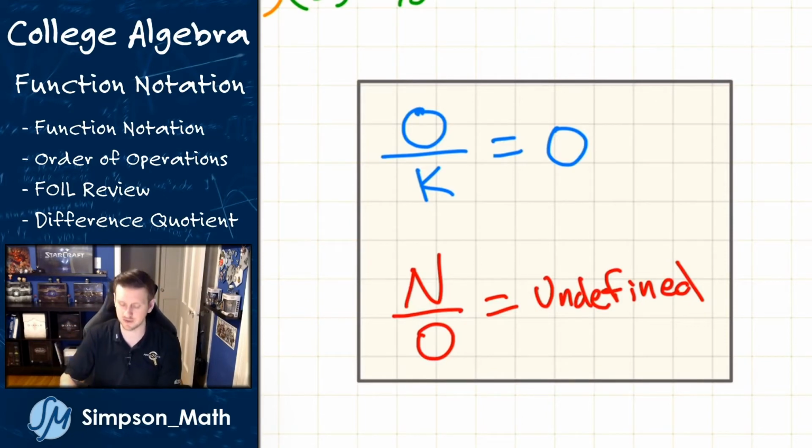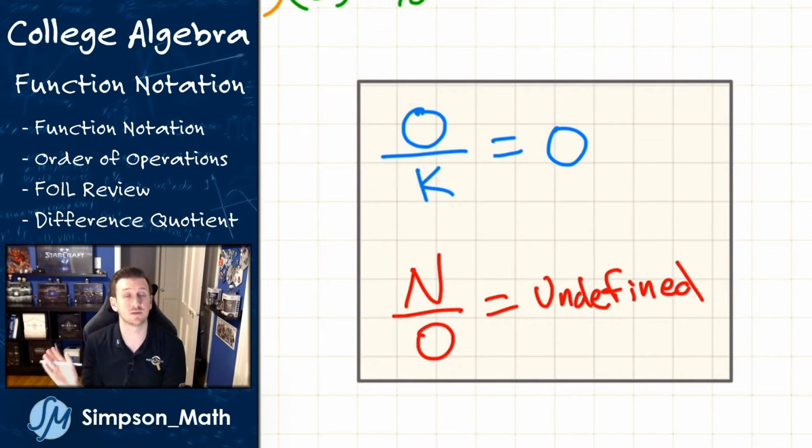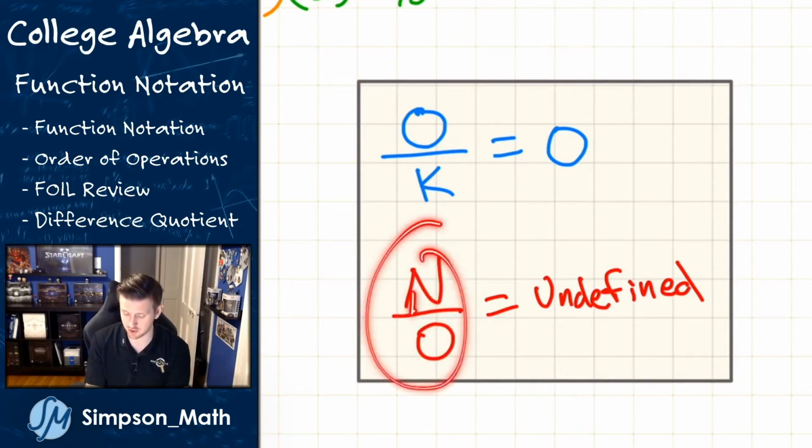It's been stuck with me ever since. So if I have 0 over something that's not 0, it can't be 0, but anything else, that is okay. That's perfectly fine. Nothing weird. That just equals 0. But if I have some number that's not 0 divided by 0, that is a no-no. Big old no-no. That is undefined.